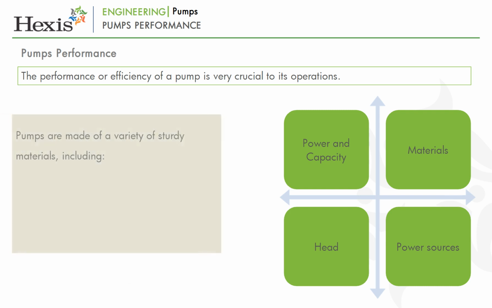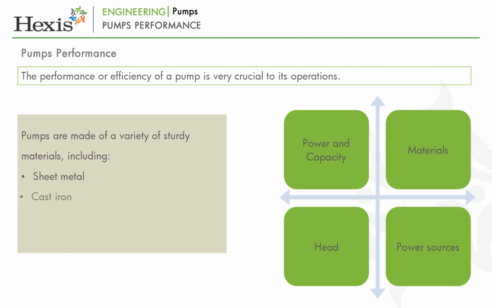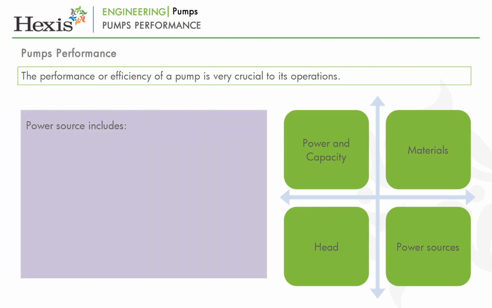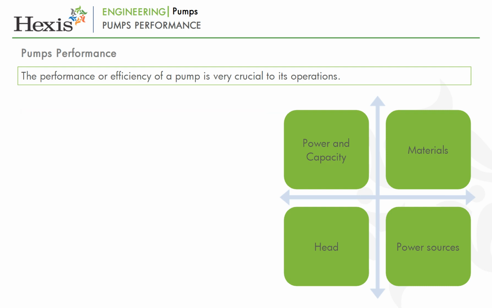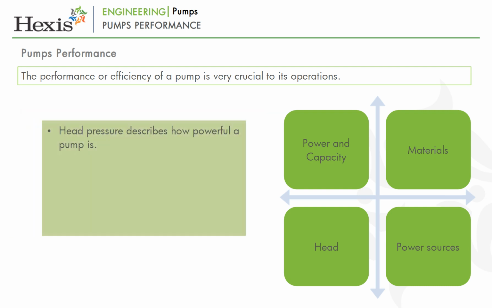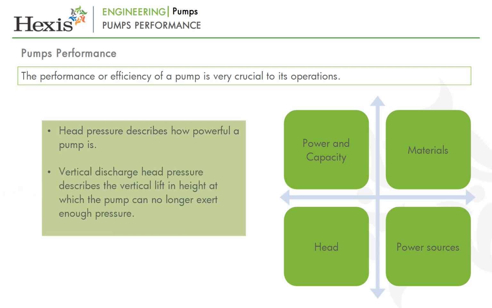Materials. Pumps are made of a variety of sturdy materials, including sheet metal, cast iron, stainless steel, and other materials. Power sources include electricity, gasoline, diesel, hydraulics, natural gas, compressed air, steam, or manual. Head. Head pressure describes how powerful a pump is. Vertical discharge head pressure describes the vertical lift and height at which the pump can no longer exert enough pressure.